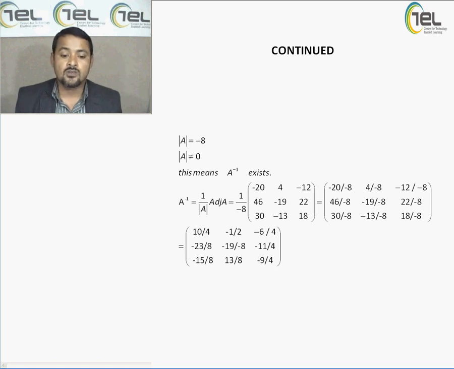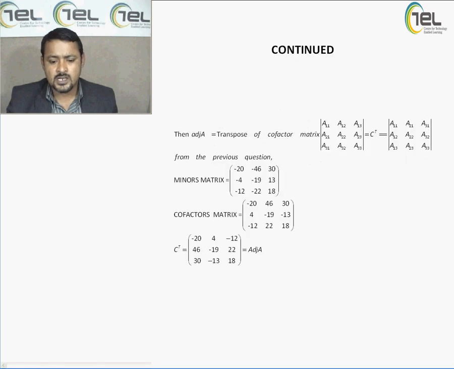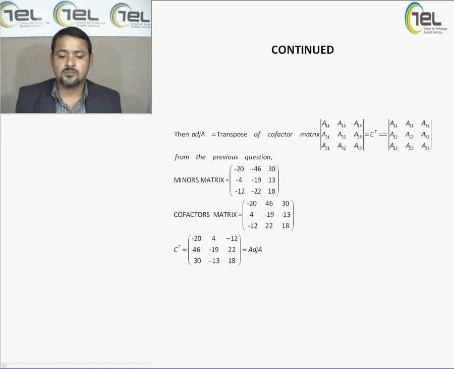We have already calculated adjoint A in the previous slide, the previous question which we have discussed. The adjoint A is clearly shown at the bottom of your slide. There is minus 24, minus 12, 46, minus 19 and 22, 30, minus 13 and 18. We put that adjoint A.